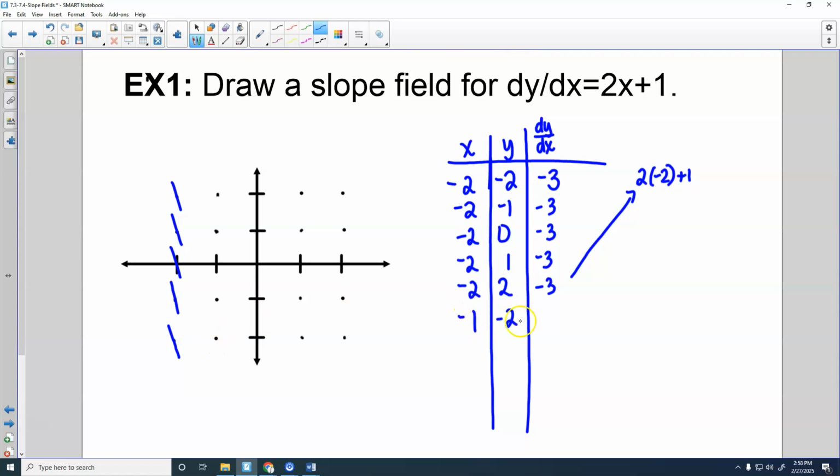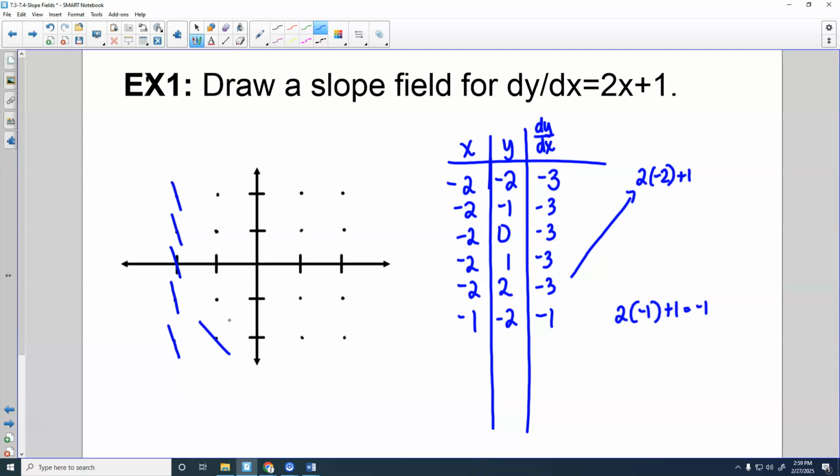(-1, -2), then that would be 2 times -1 plus 1. And that's going to give me -1. So now my slope is -1. So I'm going to draw a little piece of a line that has a slope of -1, which you can see a little bit better because it'd be like going through those 2 points. So about like this. What's important there is that it needs to be less steep than the line you just drew.